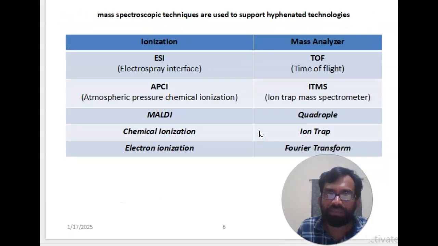Now we can go to mass spectroscopic techniques, which are used to support hyphenated techniques. How does mass spectroscopy affect hyphenated techniques? You can see the supporting ionization and mass analyzers: ESI, electrospray interface, time of flight, APCI, atmospheric pressure chemical ionization, ion trap mass spectrometer, MALDI and quadrupole. Here is the chemical analyzer, here ion trap and electron ionization, and here Fourier transform. These are the ionization methods and mass analyzers that support hyphenated techniques.